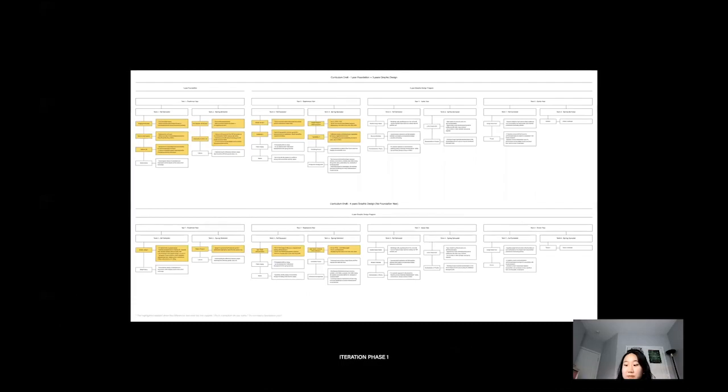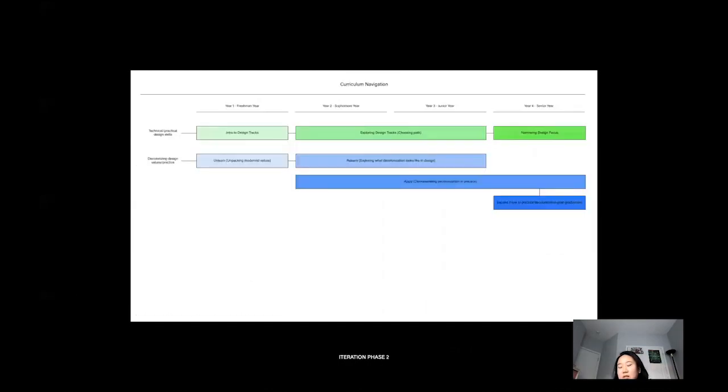So in the first phase of my development, I tried to sketch out a curriculum with a foundation year and without one, and really trying to compare which one provides more flexibility for students to explore design that is not confined by the Eurocentric standards.